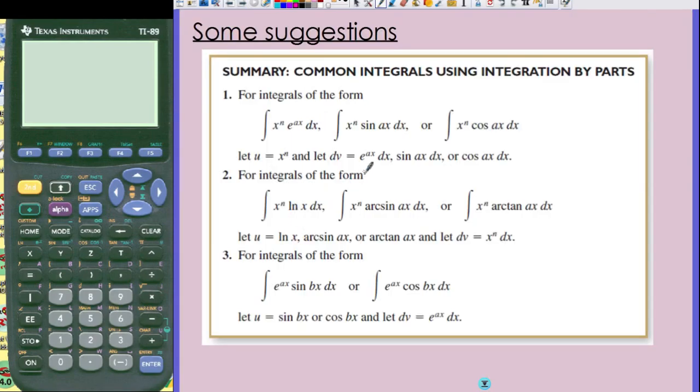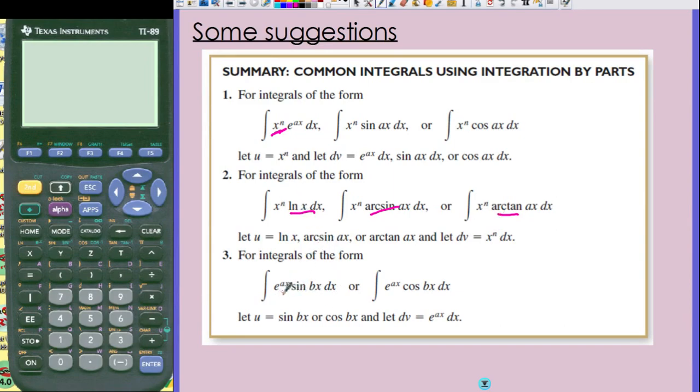Some other suggestions here. If you have a format like x to some power times e to some power, generally your u is going to be the x to the power, and the dv is going to involve the e, which is the example we just did. If you have formats where you have a log involved, like x to the n with a log, or an arcsine or arctangent, your u is going to be that log or the arctangent, and then your dv is going to be the x to the power.